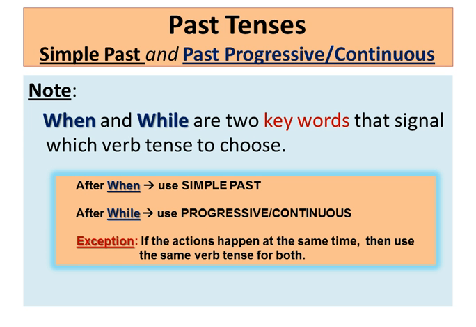Please note that the words when and while are two key words that signal which verb tense to choose, okay? What we want you to know is when you look at the sentence and you find the word when or while, that after the word when you will always see the simple past tense. And after the word while, which indicates a progressive or continuous tense, you will always see the progressive tense. The only exception to putting the other tense before is if the actions happen at the same time.